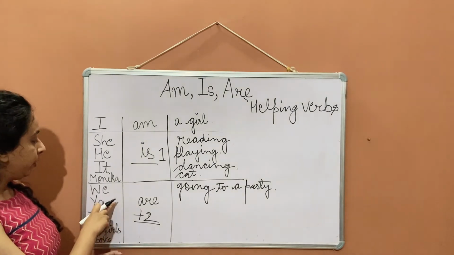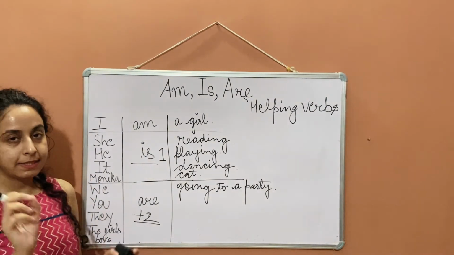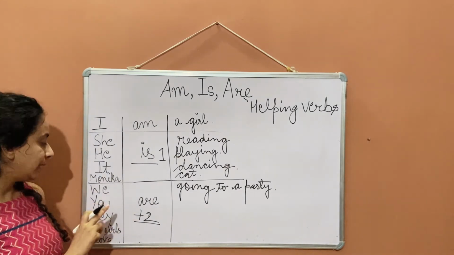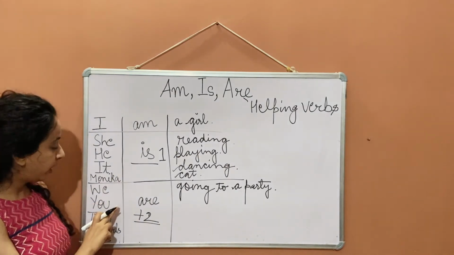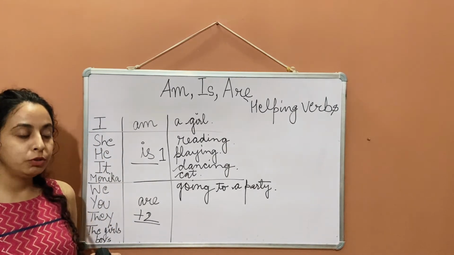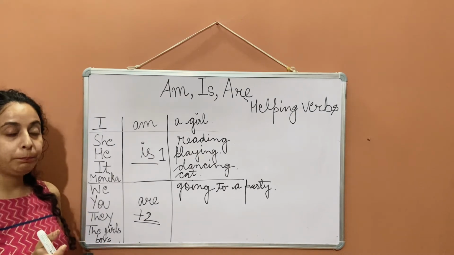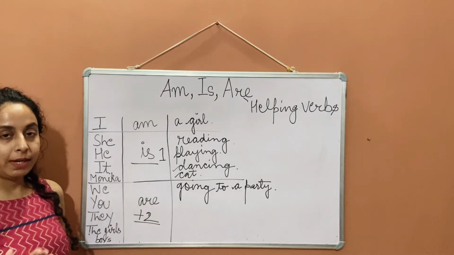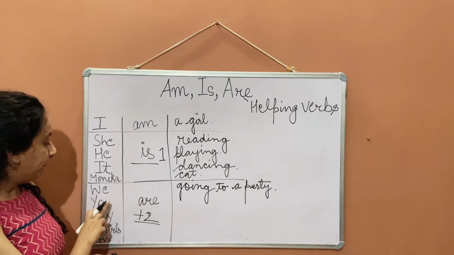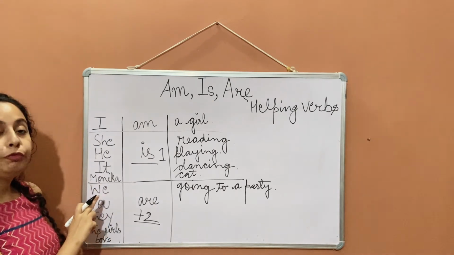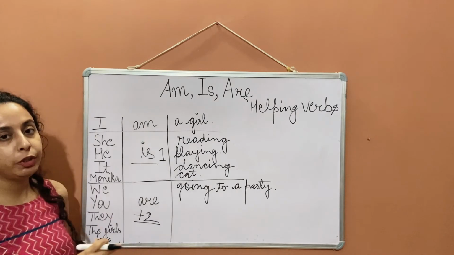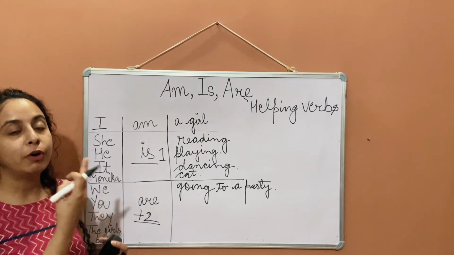Okay? Or you. Now, this is something you must remember, and you have also studied about this in the chapter of pronouns, that you is used when we are talking about a singular as well as a plural person or nouns or pronouns. But with you, we always use are. We never use is with you, even if there is only one person.